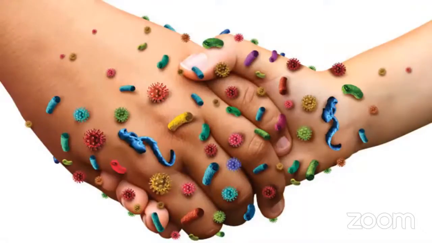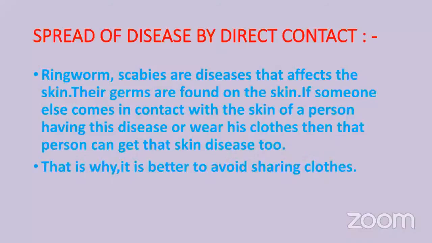And if that person is sick or suffering from any skin disease, then he will pass that microorganism to the healthy person. And these microorganisms are not visible to our naked eyes. Ringworm and scabies are diseases that affect the skin. Their germs are found on the skin. If someone else comes in contact with the skin of a person having this disease or wears his clothes, then that person can get that skin disease too.